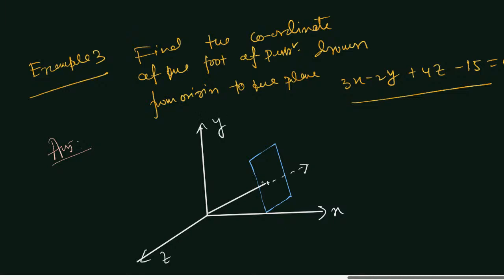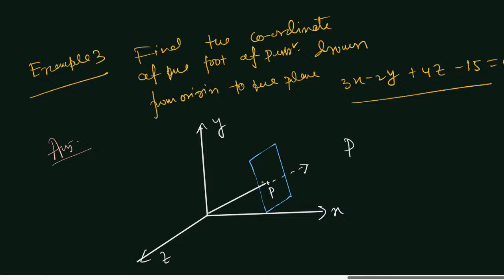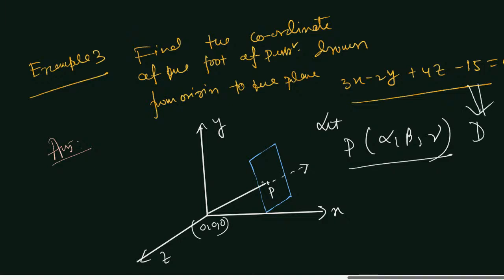You are going to find the coordinate of this foot of perpendicular. Let this P be the foot of perpendicular, let P be alpha, beta, gamma. Okay? This is your origin. And what are the direction ratios of the normal drawn to the plane?